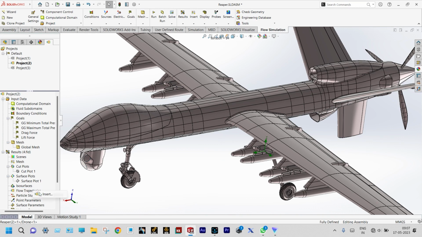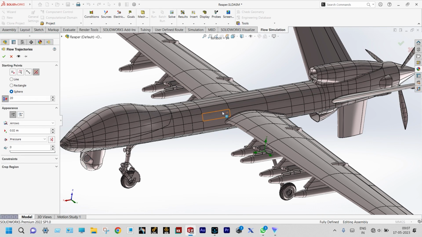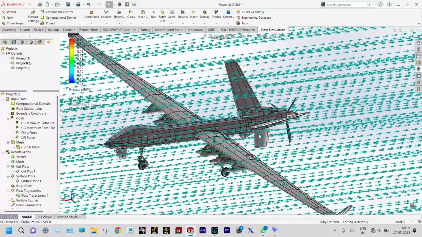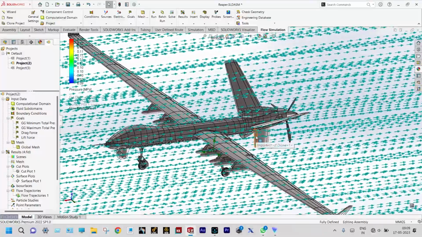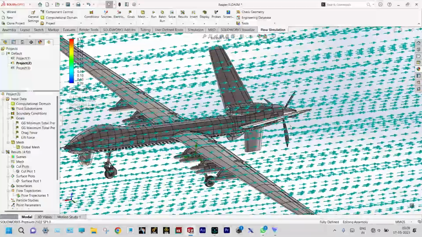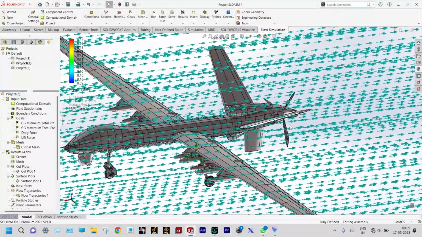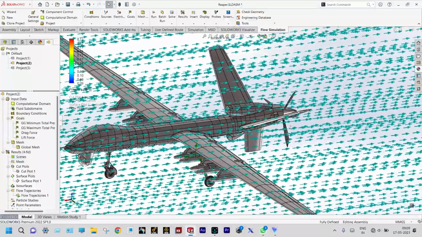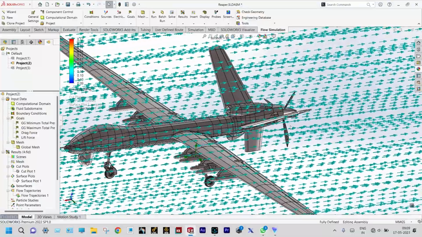Flow trajectories, insert, and instead of 20 numbers we want to make it 200 numbers, and we're going to see static appearance, right? And it will be in the form of rectangle. Let us change it to pressure also. So pressure deviation, we cannot see that much of deviation in pressure, right? Now the most important part, that is our goal plots.